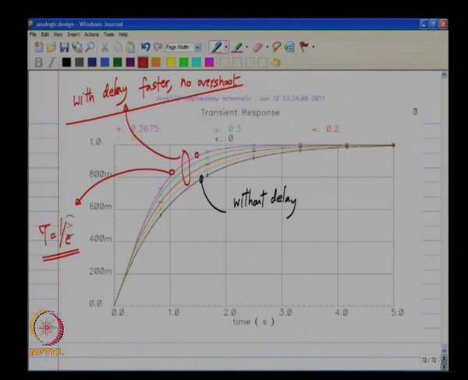To summarize, a little bit of delay actually helps, but too much delay can harm, because there is a possibility of overshoot. The best thing to have is tau equals 1 by e, because that is the fastest response you can get without overshooting in the step response. Overshoot refers to going beyond the target, which is unity here, and then coming back down and settling down slowly.